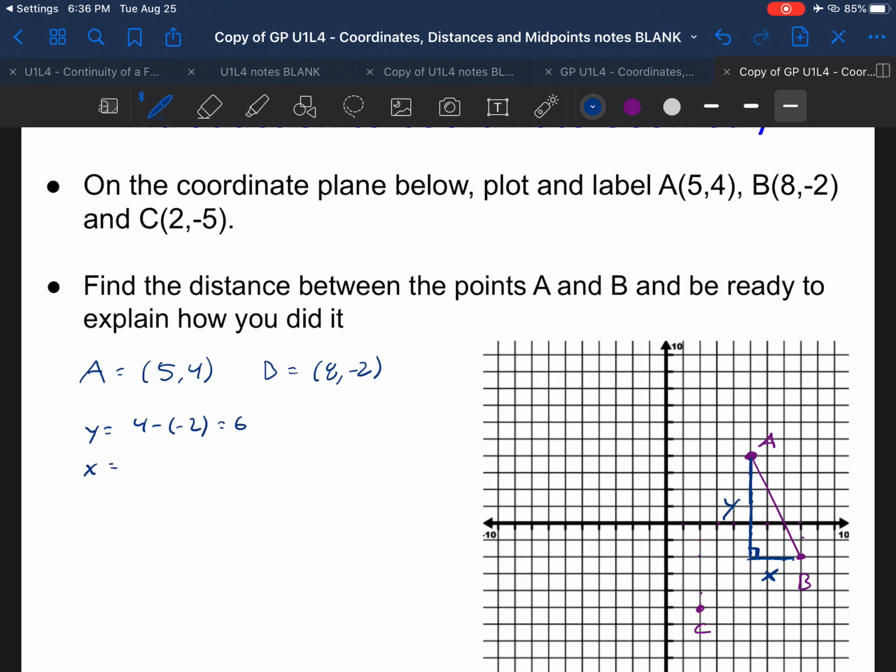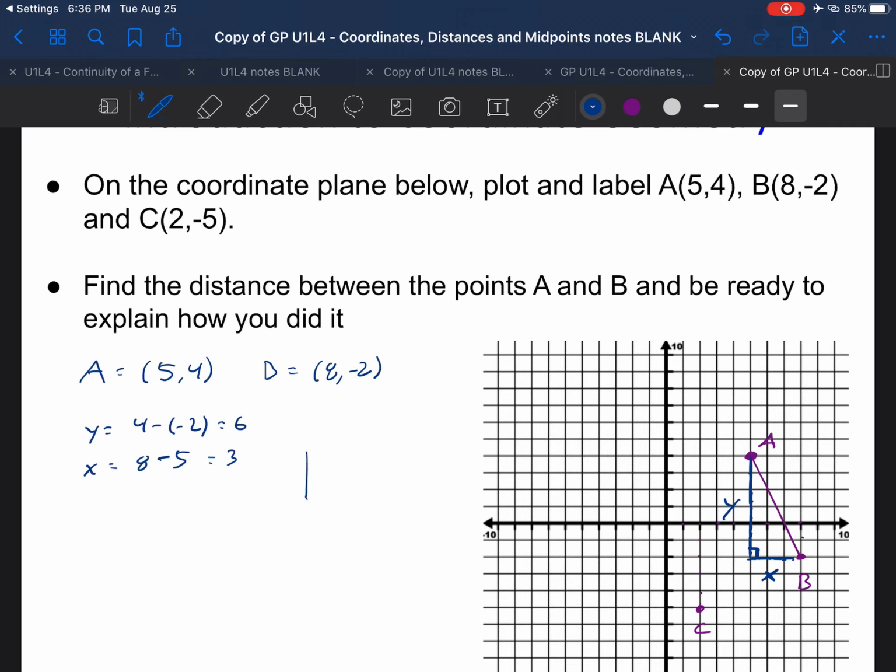So that is actually going to be 8. I'm going to do the y value first because I want my distance to be positive. 8 minus 5. Okay, and 8 minus 5 is 3.